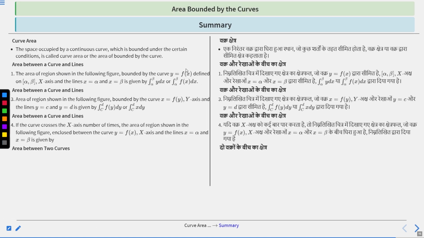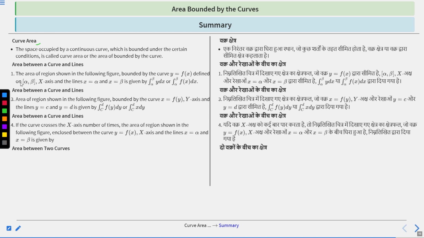Next, summary of this chapter. What we have studied in this chapter. Let's discuss. We have studied curve area. What is curve area? The space occupied by a continuous curve which is bounded under certain conditions is called the curve area, or the area bounded by the curves. Clear?